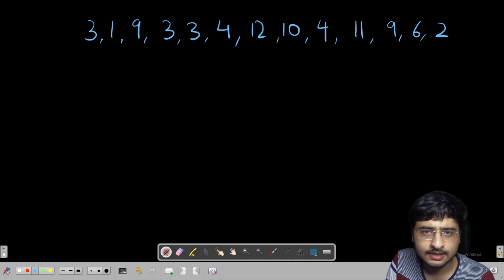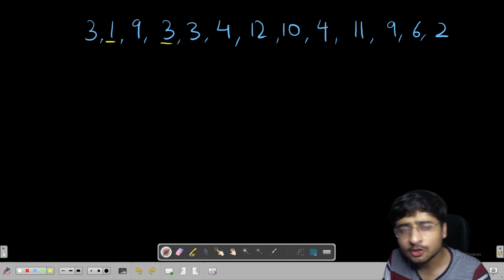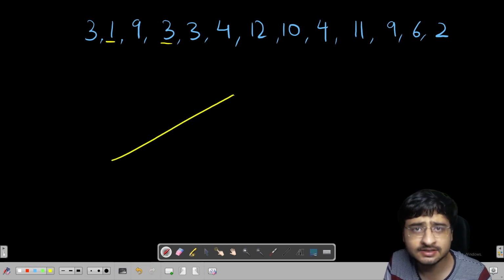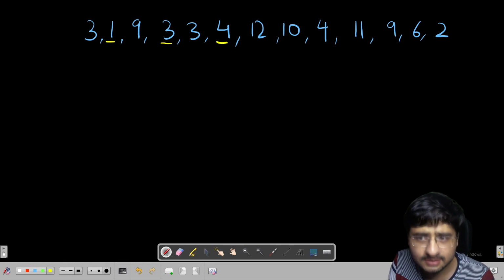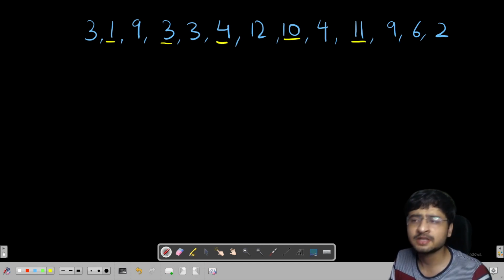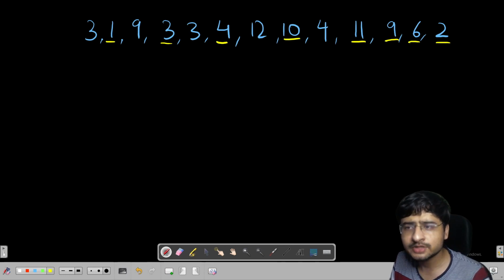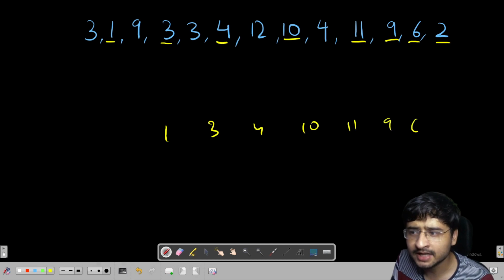So let us see, right? Let's look at some kind of subsequence. Let's select 1. Let us select 3. Can I select this 3? No, because bitonic subsequence is strictly increasing at first and then strictly decreasing. We cannot have equal elements, right? So let's select this 4. Let's say we'll select this 10. After this 10, let us select this 11 and then 9 and then 6 and then 2. Can you see this subsequence 1 3 4 10 11 9 6 2?